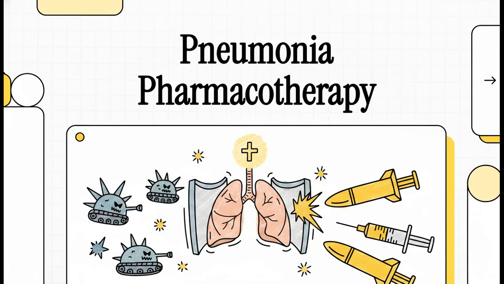Welcome to this explainer. Today, we're going to look at the critical life or death interaction between pneumonia pathogens and pharmacology. And honestly, we're treating it exactly like what it is, a strategic battlefield. We're not just talking about bugs and drugs here. We're looking at the tactical deployment of medical artillery to save lung tissue and ultimately save lives. Let's get right into it.